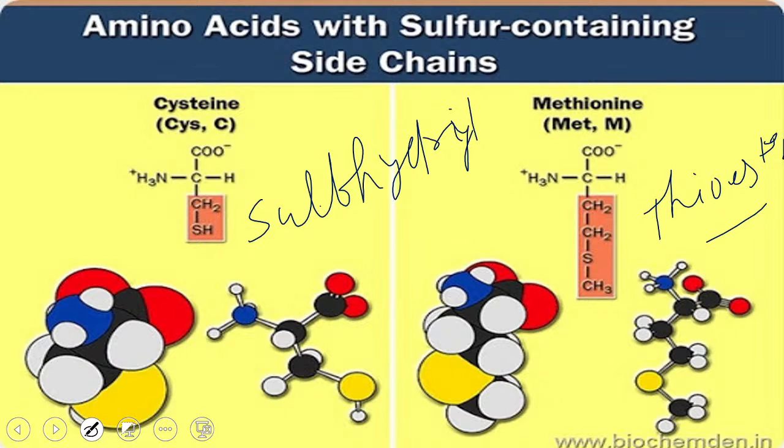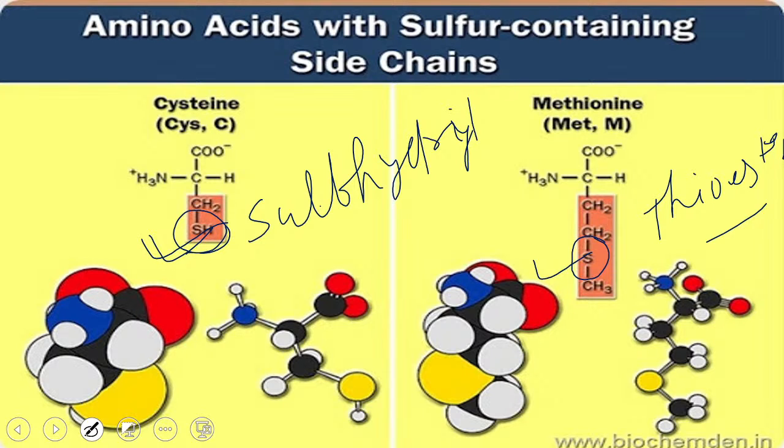So the difference between these two structures is that this sulfur, the SH group sulfhydryl group sulfur, is free to react with any compound because it is at the terminal place. So it can bind with any group, any compound. Whereas this sulfur is in between, so it is a little bit protected. It is not that free to react with any compound. So this sulfur is more reactive than this one.